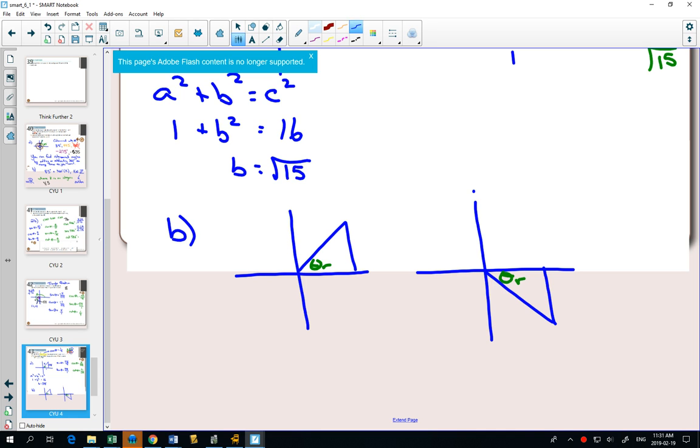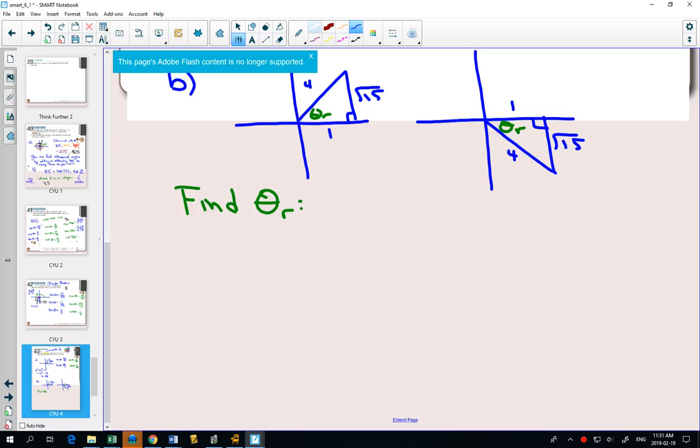And these triangles are exactly the same as we drew before. This is 1, this is 4, this is 1, this is 4, this is root 15, this is root 15. And these would be right-angled triangles. And the first thing we can find is our reference angle. Well, we can find our reference angle by using the same trig that we learned back in grade 10.